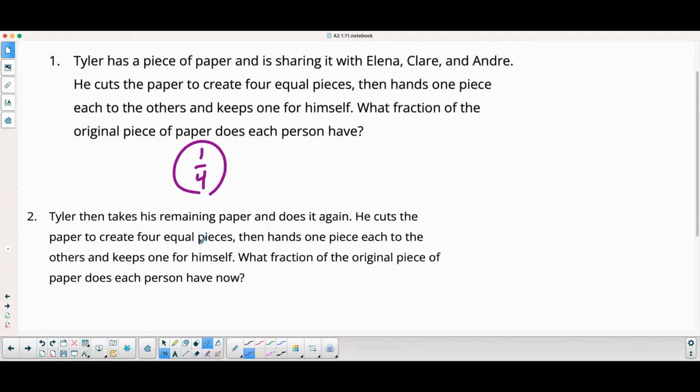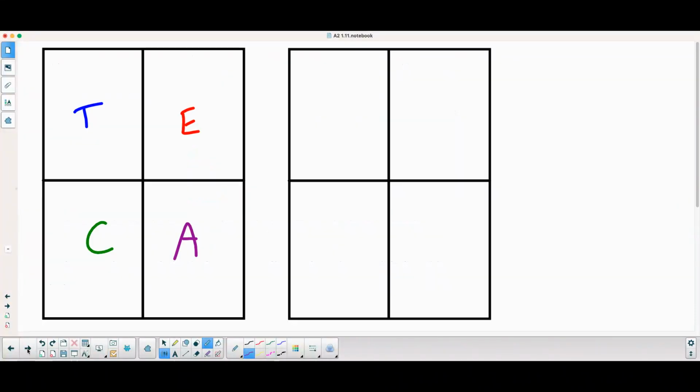Tyler takes his remaining paper and does it again. He cuts the paper to create 4 equal pieces, then hands one piece each to the others and keeps one for himself. What fraction of the original piece of paper does each person have now? I'm going to go over here, and basically I'm going to take Tyler's paper and I'm going to split it into 4s. Okay, and everyone's going to get a piece here now.